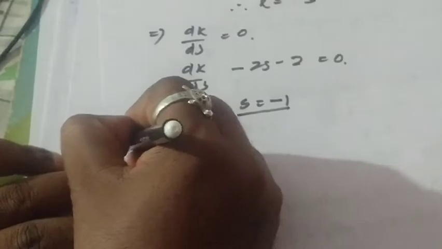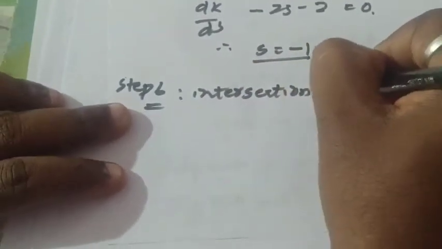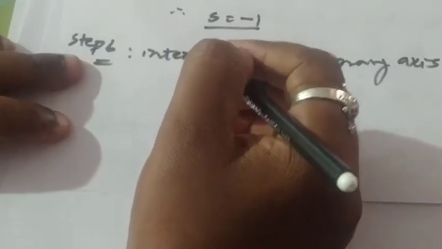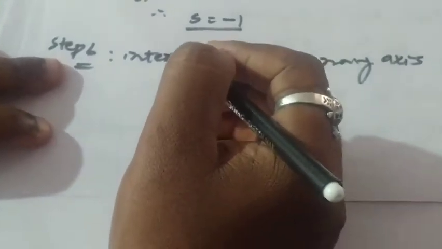Now you have to calculate the intersection of the imaginary axis. Step 6, intersection of imaginary axis. What is this intersection of imaginary axis? I told you, it is the intersection point on the imaginary axis of the root locus trajectory or curve.